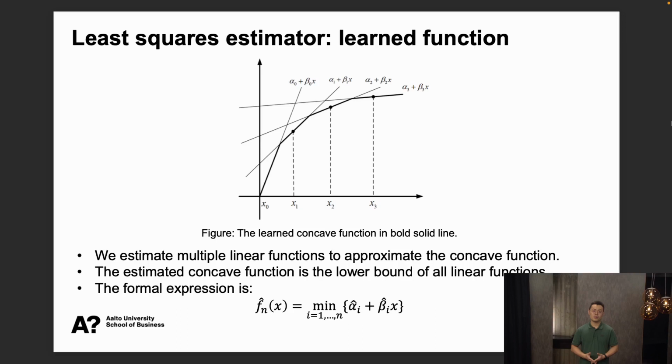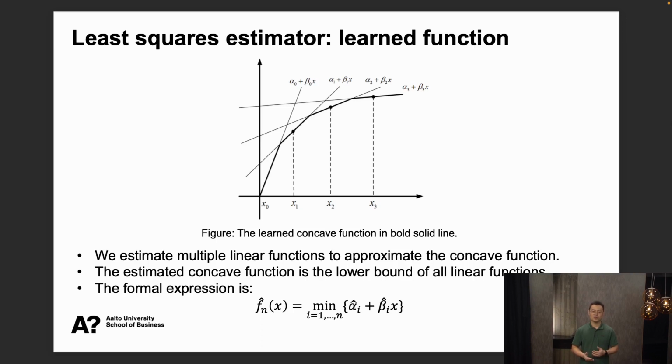After calculating the parameters from the optimization problem, what is the learned function exactly? Here I give you an example of this learned function. On the graph, the learned concave function is the bold solid line. As you can see on the graph, we actually estimate multiple linear functions to approximate the concave function. The estimated concave function is the lower bound of all linear functions.